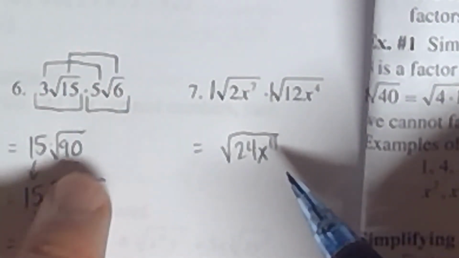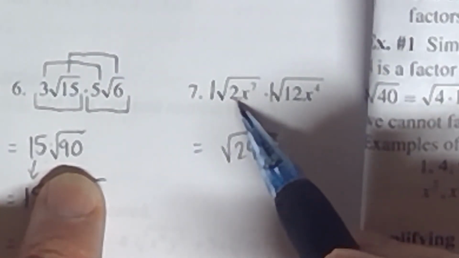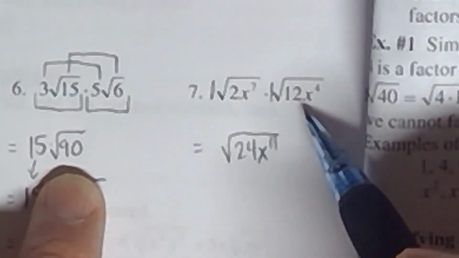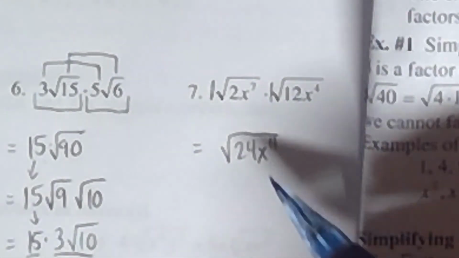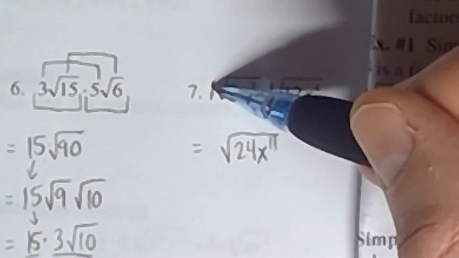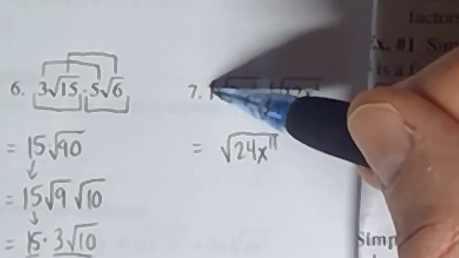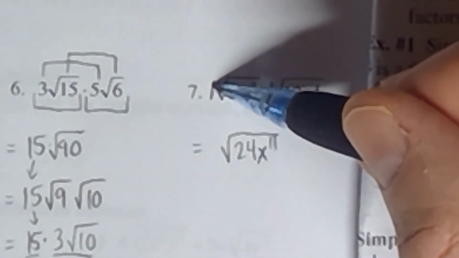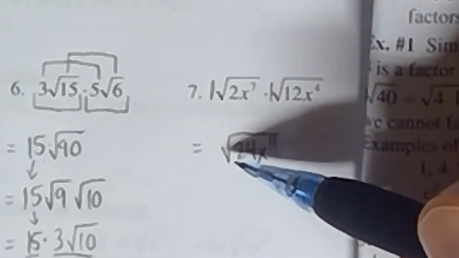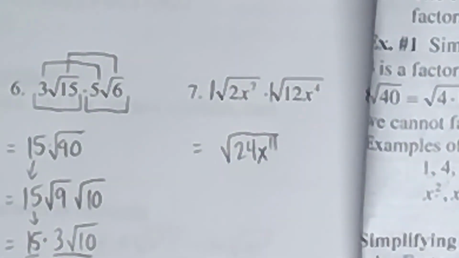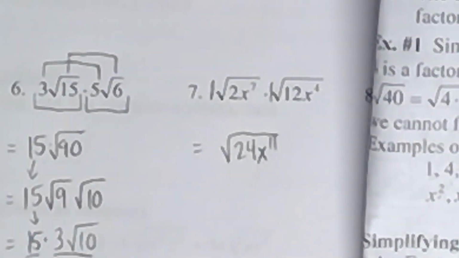Inside times inside stays inside. Same thing here. The inside, 2x to the 7th, times the other inside, 12x to the 4th. That answer stays inside. So that's the reason why you don't need to do it if it's just no number in front of each radical. It's because 1 times 1 is 1, and I don't need to write that 1 there when there's a radical after it. We already know that there's an invisible 1 there when you just have a radical sitting there.